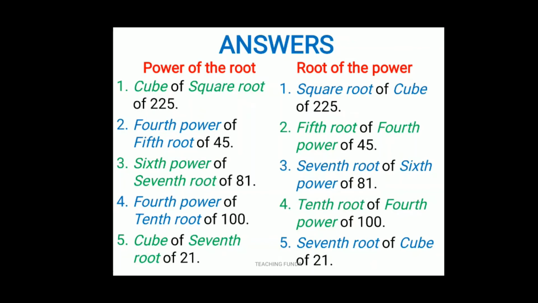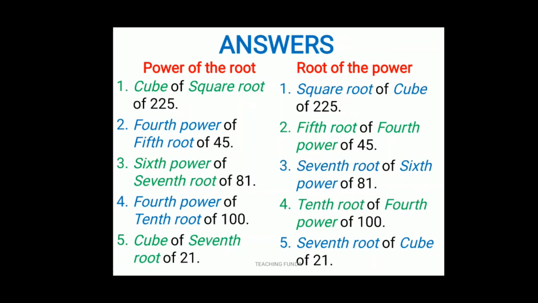Now let's see the next question: 100 raised to 4 upon 10. Which number is in the power place? 4. So 4th power of 10th root of 100. And in the root column, 10th root of 4th power of 100. The meaning of both columns is the same, but the way of writing the answer is different.